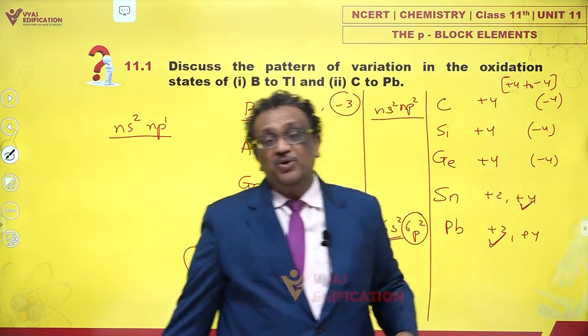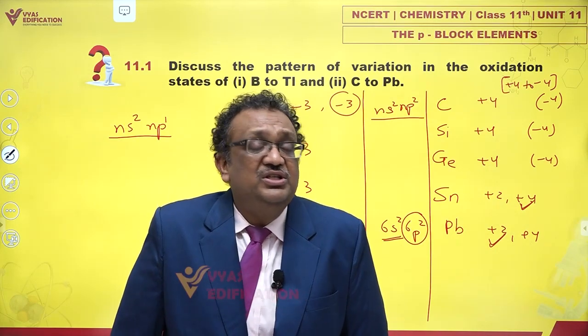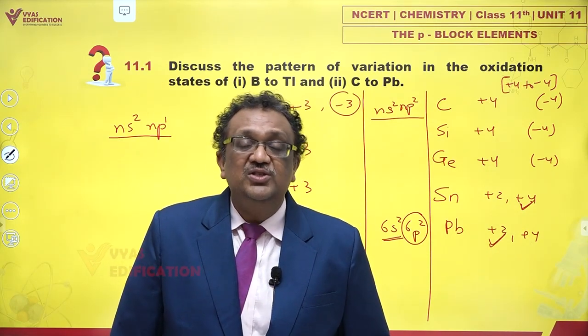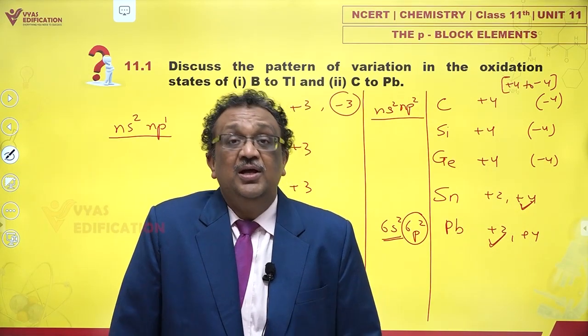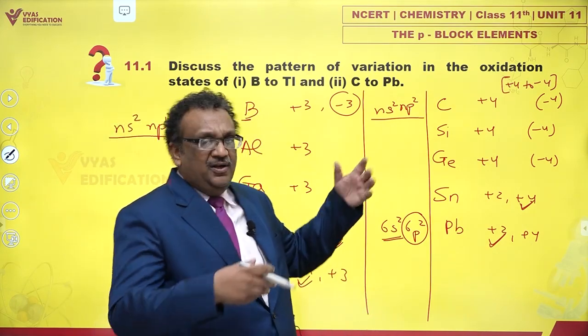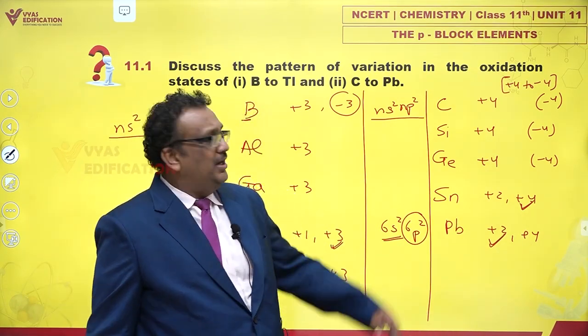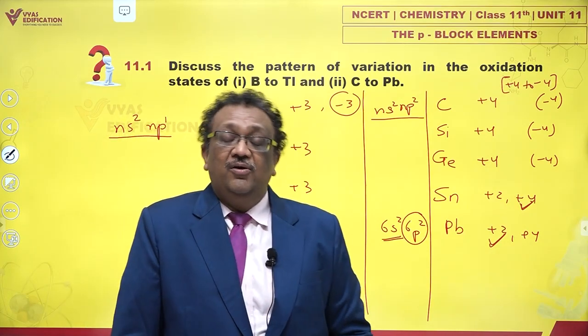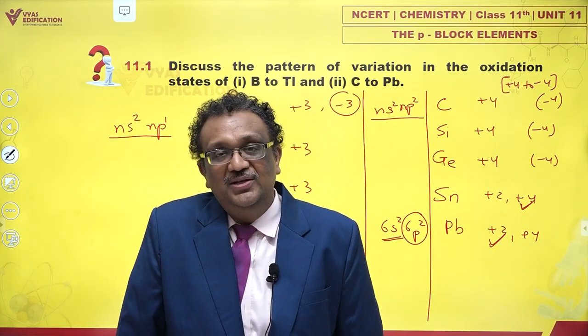And carbon has a special status. It can show various different states. Why? Because it forms millions of compounds in the form of organic compounds. Due to the catenation property, it forms a large variety of compounds, and because of that, carbon can show really numerous oxidation states.